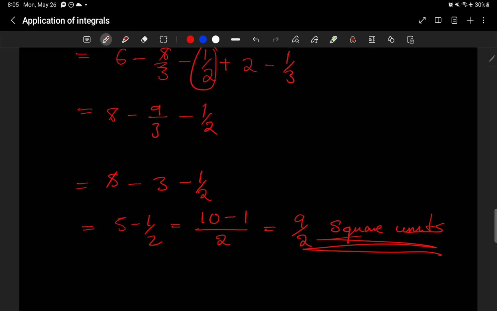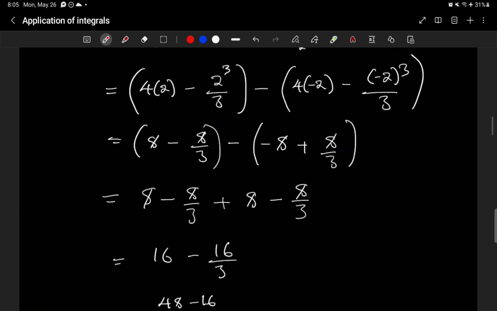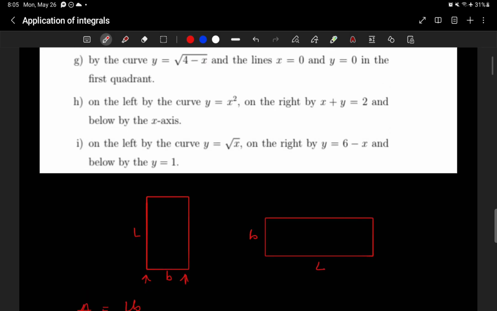Okay, so I hope you guys were able to follow through. In the next video, we're going to look at applications in terms of volume. We'll study the disk method. After that, then we'll move to the washer method and so on.